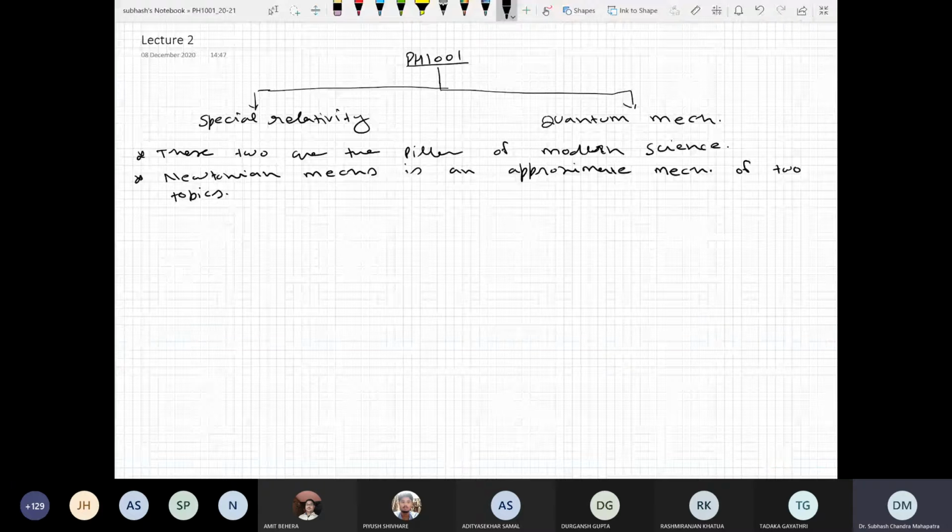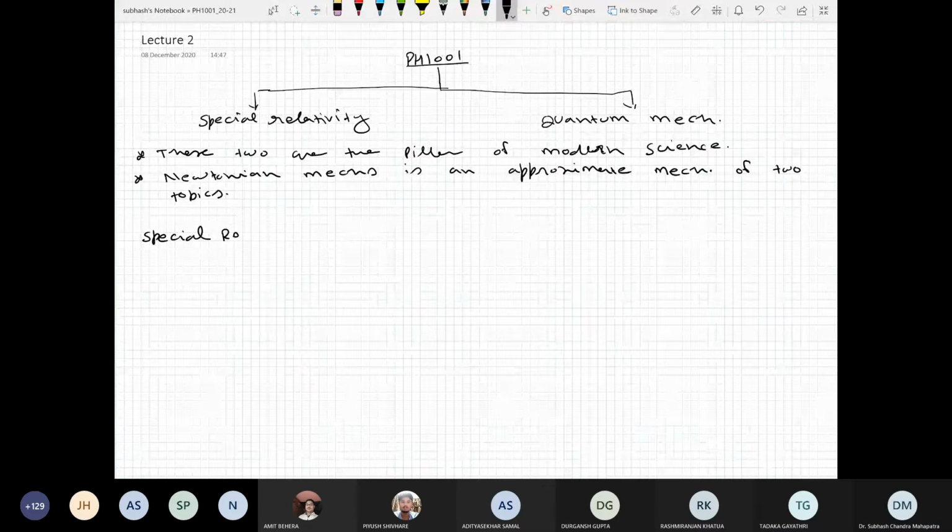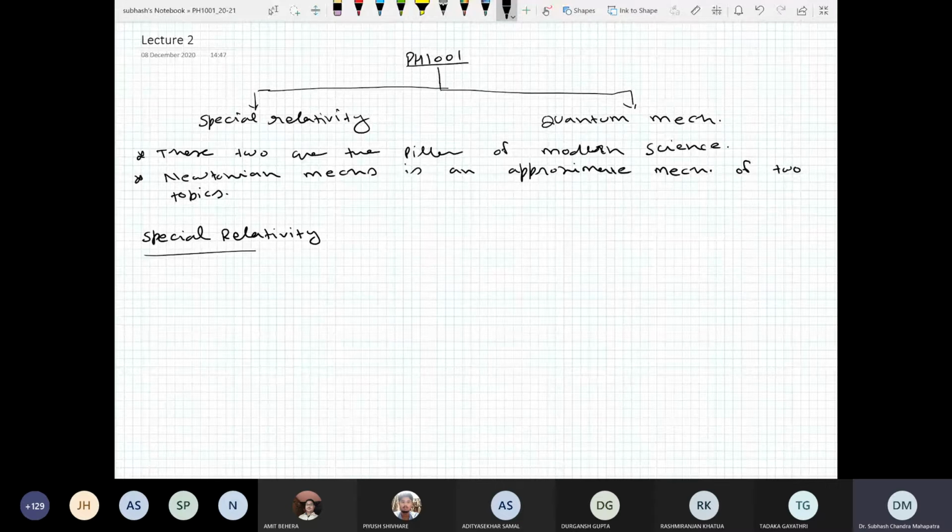So the idea of this course is to give you some flavor of special relativity and some flavor of quantum mechanics. In the first part, that is from today, we'll discuss special relativity. So let's discuss special relativity. My handwriting is not good, so if it's not clear, or if you have any confusion, then you should ask a question.